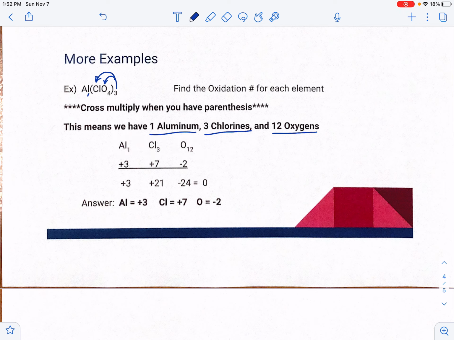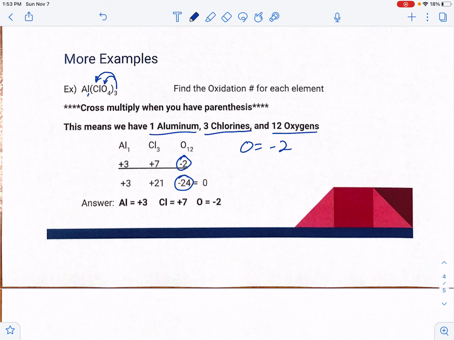Now, remember your first step was to start with oxygen. Each oxygen has a charge of -2. Oxygen is always -2, so you should always start there. Now, 12 times a -2 is going to give me a -24. So part of my answer is done. Oxygen is going to have a charge of -2.